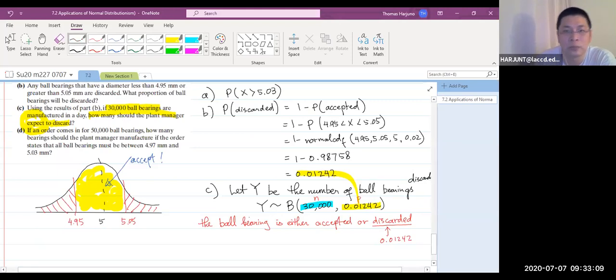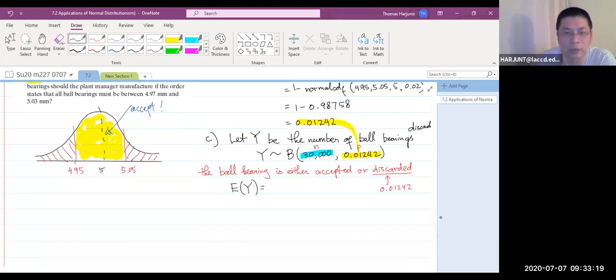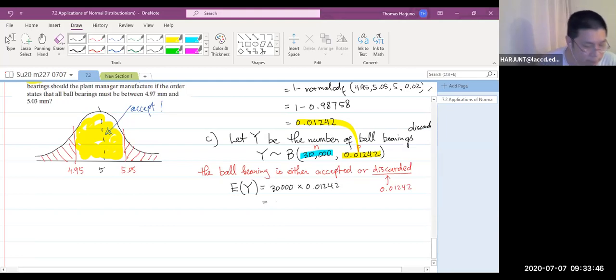Now then, the question is, what is the expected value? If you produce 30,000 ball bearings, then how many do you expect to discard? How many do you expect to reject? That will be n times p, which is 30,000 times 0.01242. Don't round it though, don't round it. Okay, don't round it.